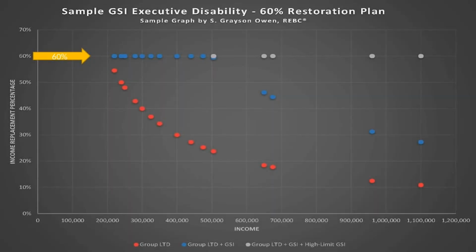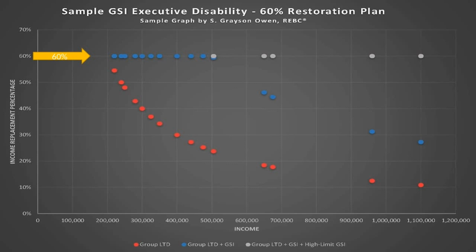As you can see, we have a scatter graph. The horizontal axis is showing income and the vertical is showing the income replacement ratio of the long-term disability insurance coverages. With the 60% plan, the goal is to get everyone to 60% income replacement. Since we are discussing executive disability, we are only including those whose earnings are over and above the group LTD cap, which for this case study, the group LTD is 60% up to 10K, leaving all employees earning over $200,000 underinsured. The first step here is to identify the problem.